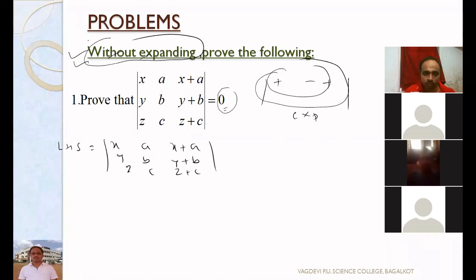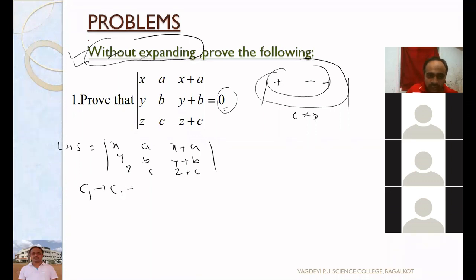Columns. This is the first column, x y z, and the second column is a b c, so they are not the same. But by applying the property, I can make some two rows or some two columns identical. So what I do is, you'll understand, C1 changes to C1 plus C2. What happens? C1 means this one, the first column.